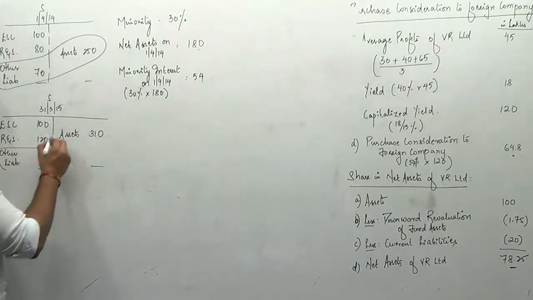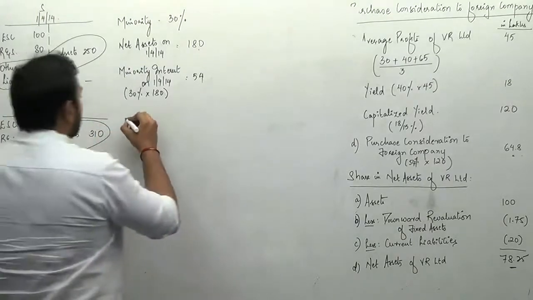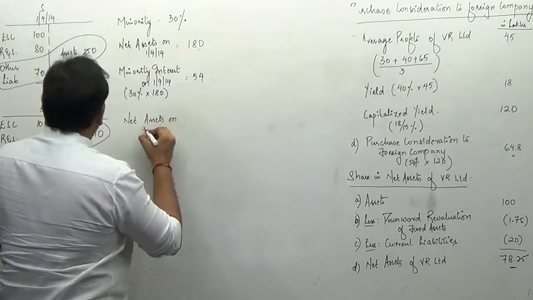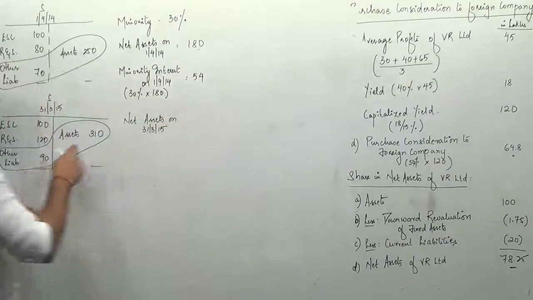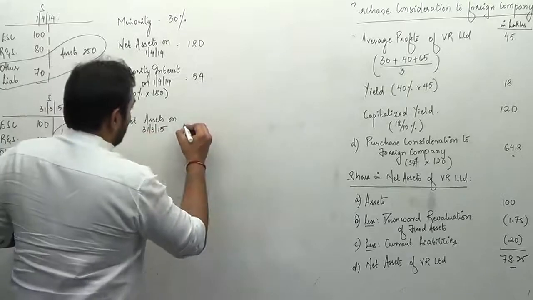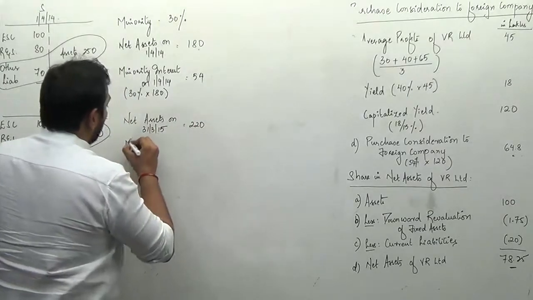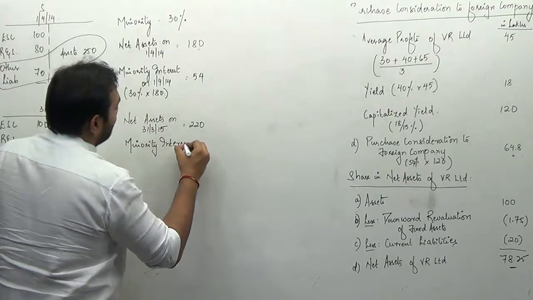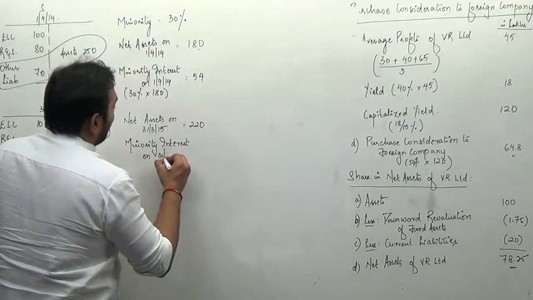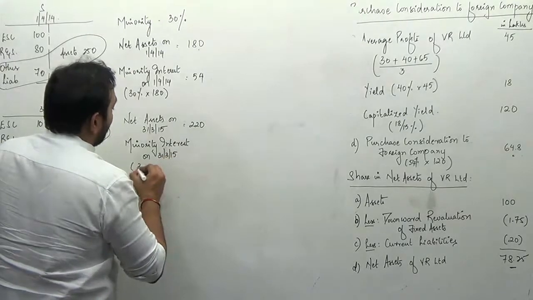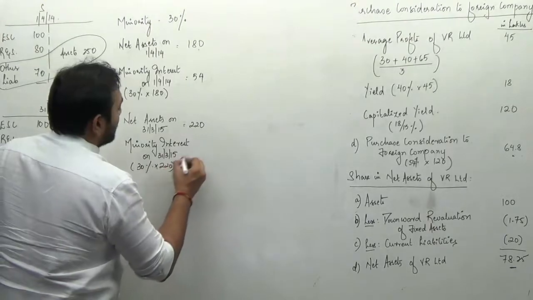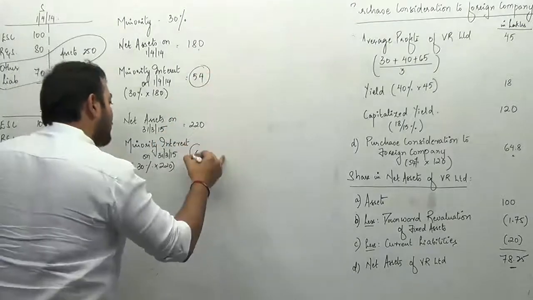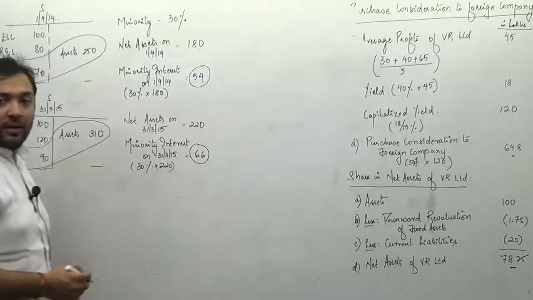Then, what is the net assets as on 31st March 2015? Net assets on 31st March 2015, either do assets minus outside liabilities or equity share capital plus reserve, net asset is 220. Then my minority interest, 30% of 220 is 66. Now, if I carefully compare these two figures of 54 and 66, the difference is exactly 12.